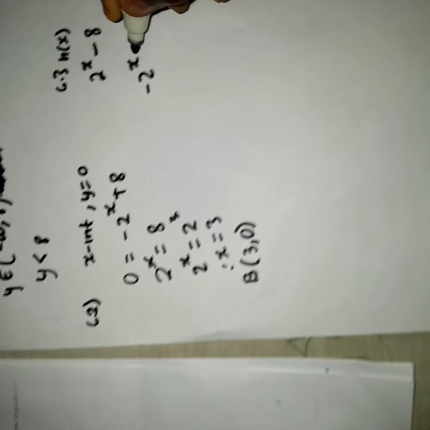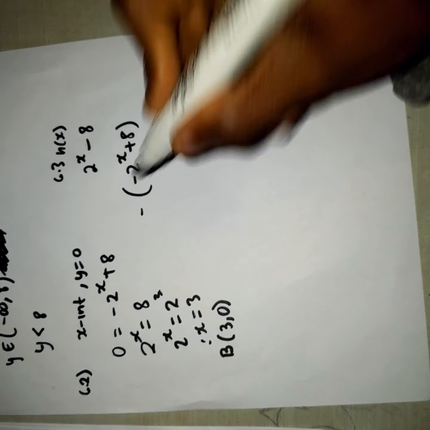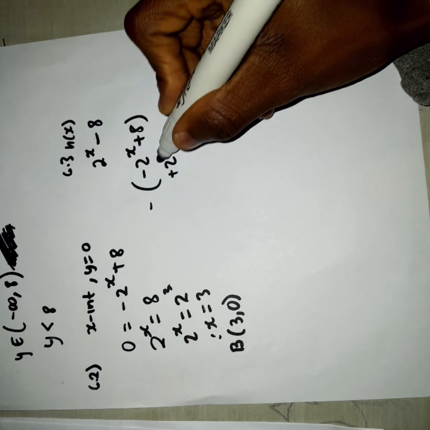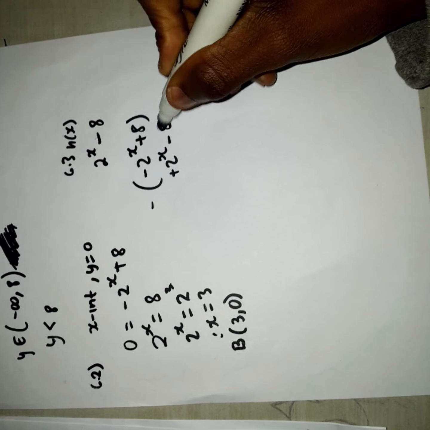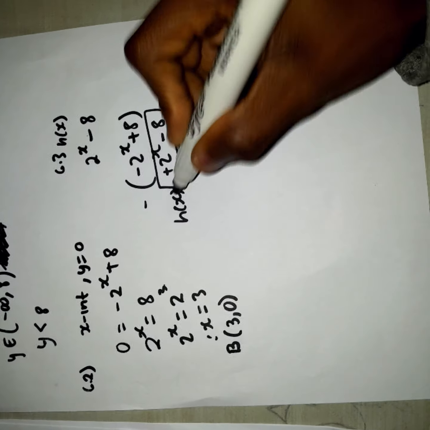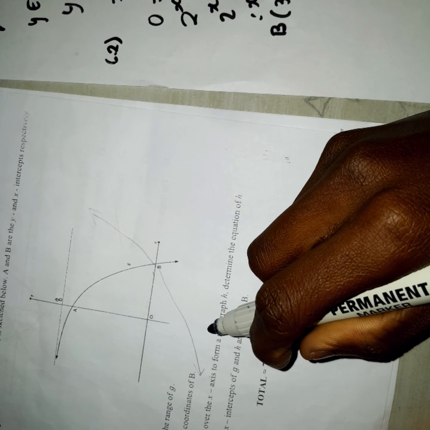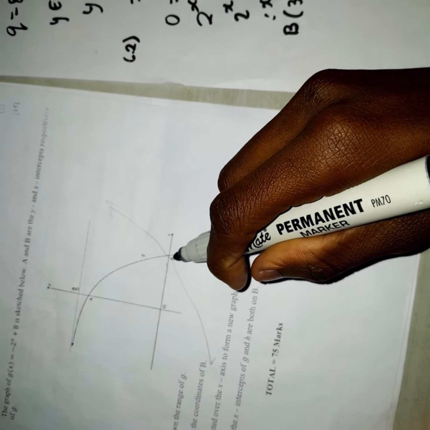So it's basically us doing it like this. This will be a positive 2 to the power x, and this will be a -8. So this is the graph of h of x. Remember, our asymptote will be down here at -8, but our x-intercept will still remain the same. So this is the graph of g of x.